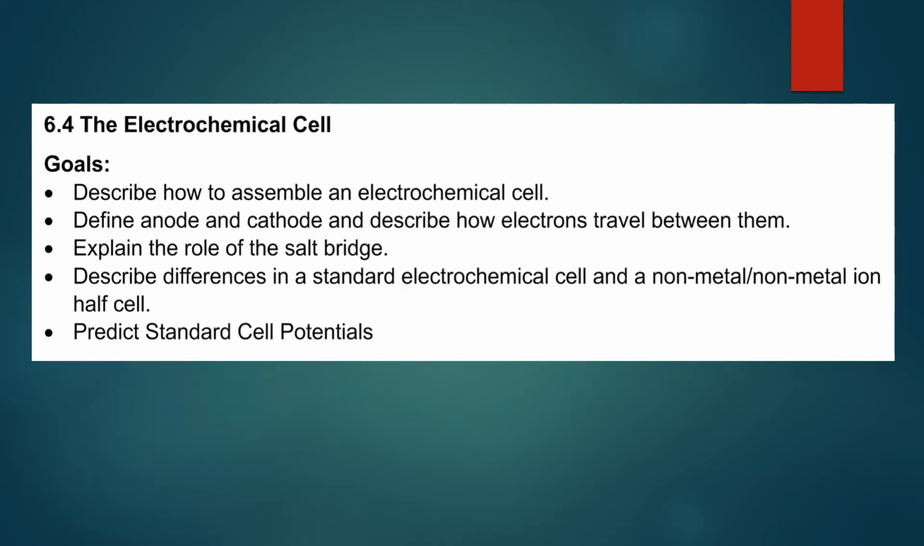So for this lesson, we're going to describe how to assemble an electrochemical cell. This is the basis for how a battery is actually made. If you put several electrochemical cells together, you can generate a battery. We're going to look at defining the anode and the cathode of our electrochemical cell and describing how electrons travel between the anode and cathode.